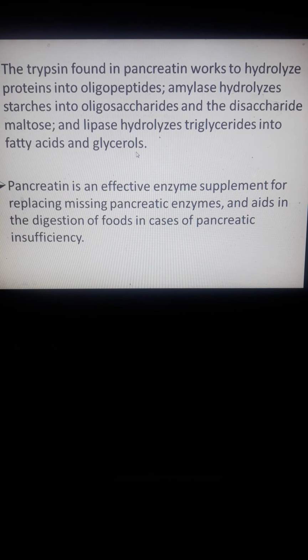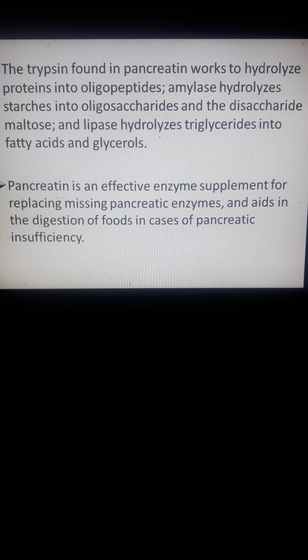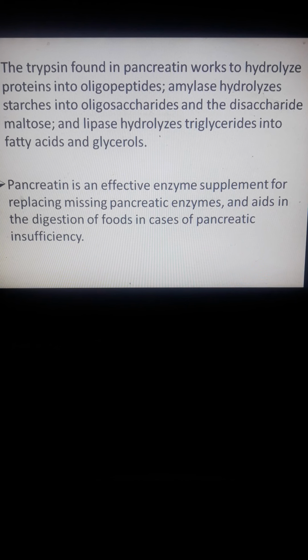So later on we'll discuss the pathway of the lipid metabolism process. Pancreatin is an effective enzyme supplement for replacing pancreatic enzymes. It aids in the digestion of food in cases of pancreatic insufficiency. If there is insufficiency in pancreatic juice, pancreatin is added to digest food.